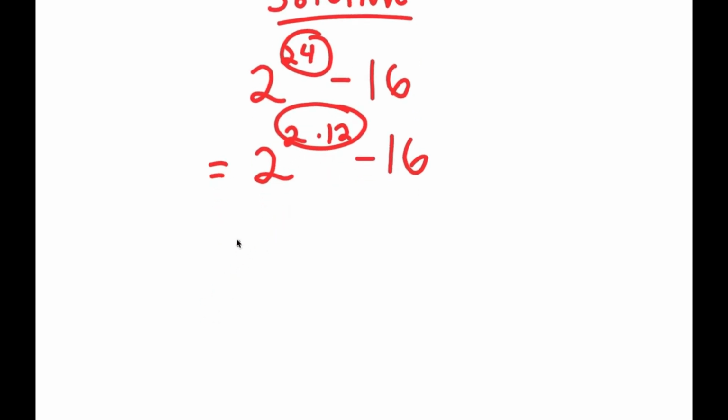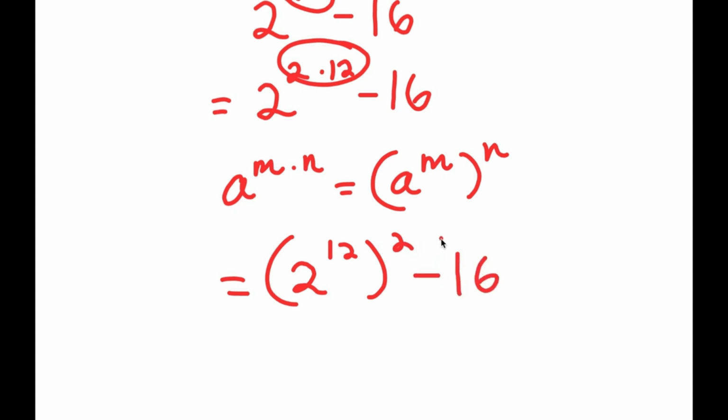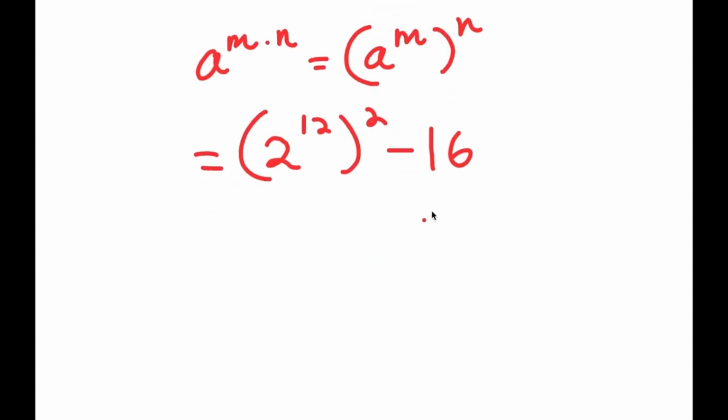Now, if I have something in the form a to the power of m times n, this is equal to a to the power of m to the power of n. So in this case, we have 2 to the power of 2 times 12. And I can rewrite that as 2 to the power of 12 to the power of 2. And I have this minus 16. And now I'm going to rewrite 16 as 4 squared. So I get 2 to the power of 12 to the power of 2 minus 4 squared.